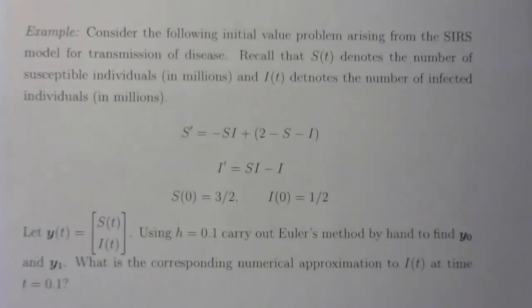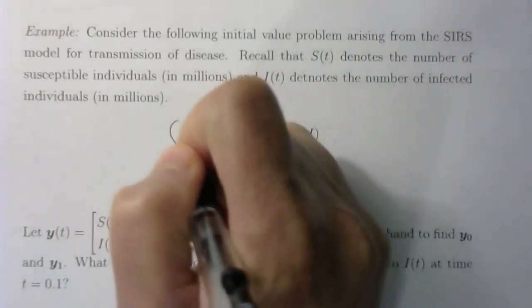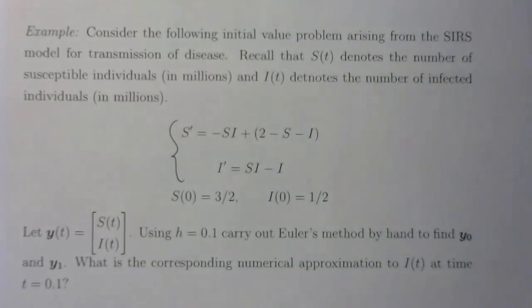So we have this SIRS model for disease transmission. I have two states, the number susceptible and the number of infected individuals, and I have these two initial conditions. So let's call y this vector of s and I, which changes with time t. And we can choose a step size, say 0.1.